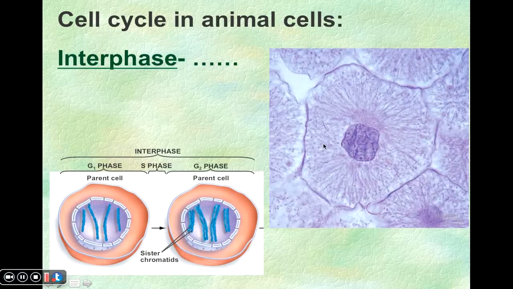If you look at the cell on the right, this is an actual single cell, with the nucleus well defined within that cell. This is a cell in interphase. Notice the DNA within the nucleus is present, but you don't see the DNA as very distinct chromosomes. It's not until a little bit later that distinct chromosomes actually become visible under the microscope.